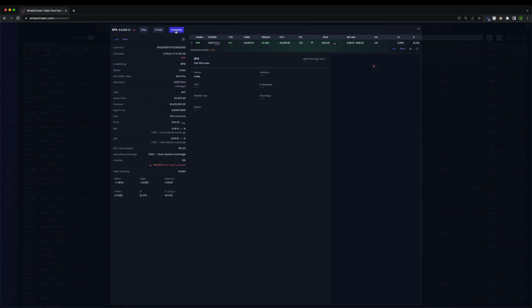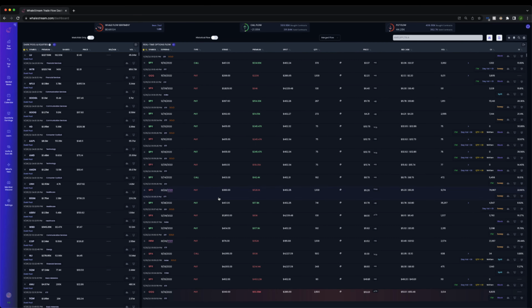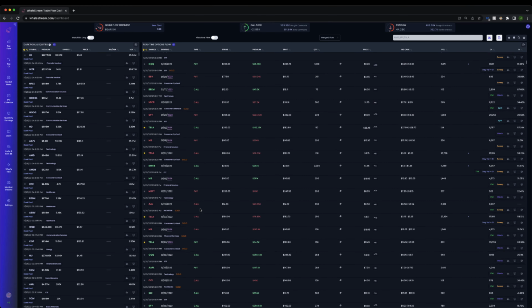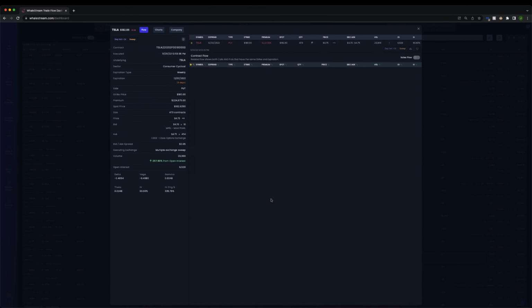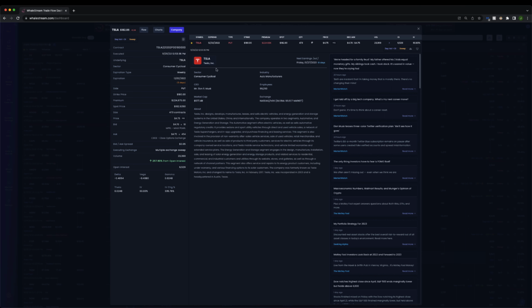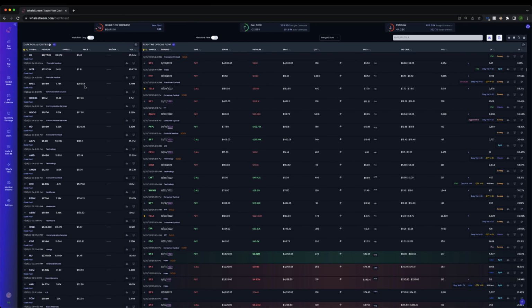And then company just gives you some company information. Obviously this is SPX, so this one will be blank. But if you went to basically anything else, let's just do Tesla, boom, company, tells you all the details, shows you some news on the right side, etc. Let's go back to the dark pools.